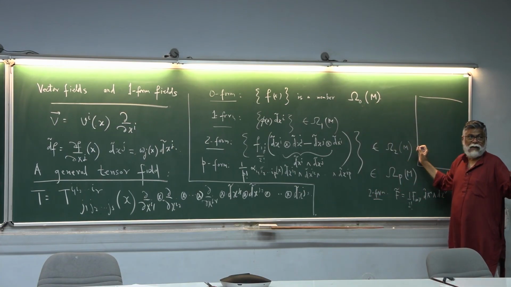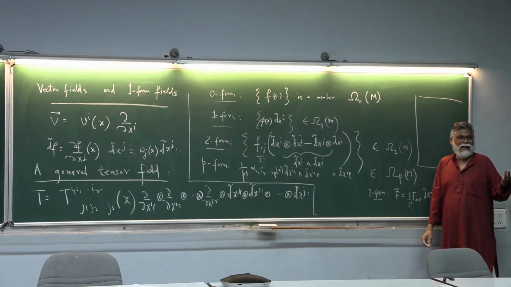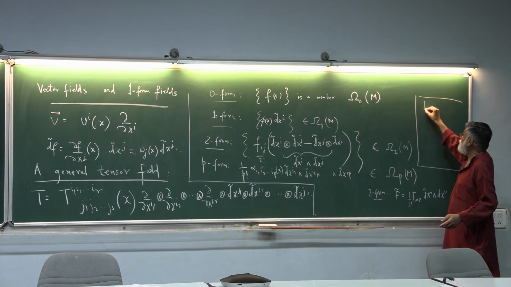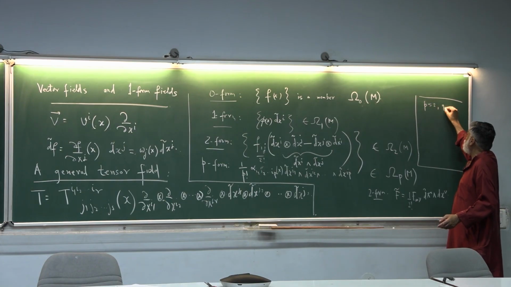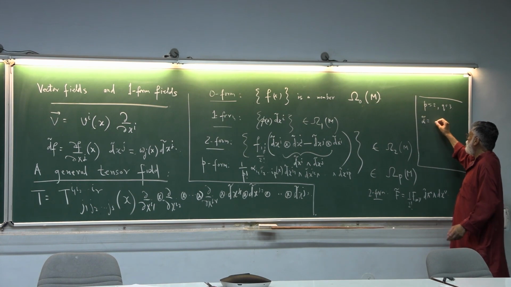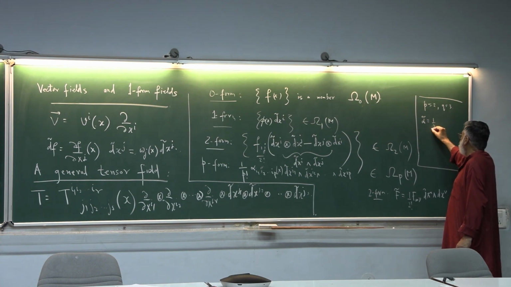So give an example of p and q, actual concrete numbers. So let's say p is 2 and q is 3. How will you write alpha? Alpha can be written, in terms of components, as 1 over 2 factorial alpha j1 j2 dx j1 wedge dx j2.